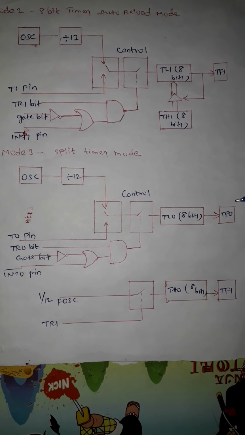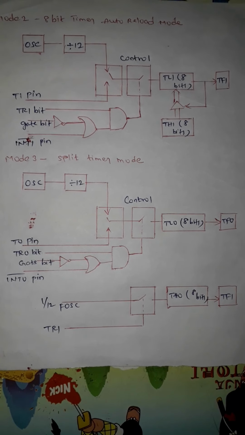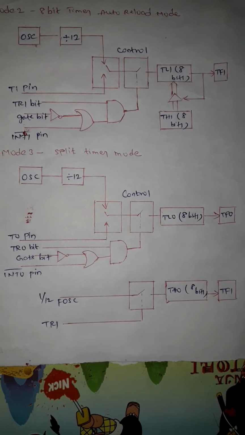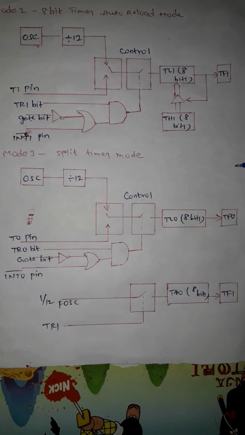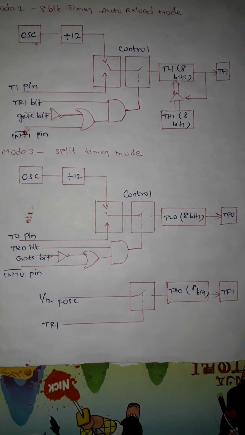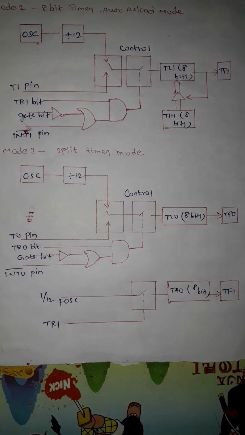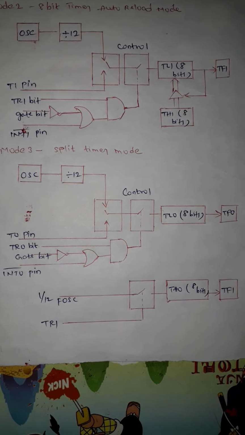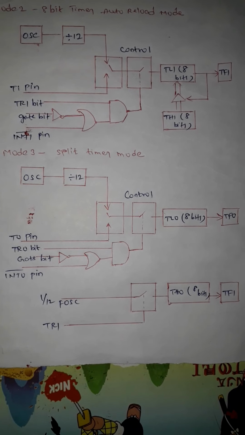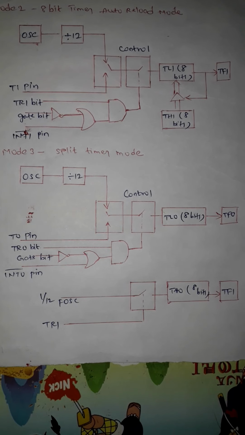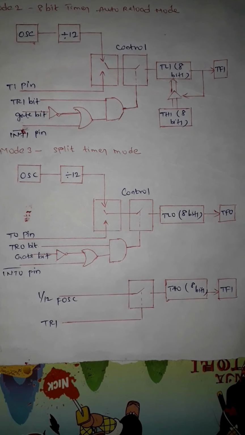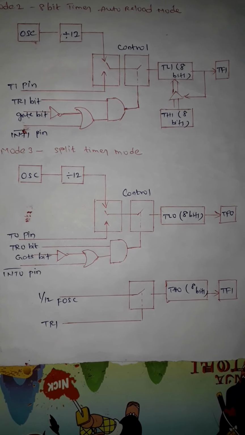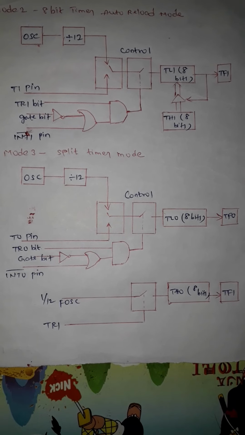So only timer 0 is used in split timer mode to act as two separate 8-bit timers to generate the interrupts on timer overflow. And timer 1, which is not used, can also be used for baud rate generation. So mode 3 is used in applications where you require the baud rate generation as well as the timer generations, that is, delay generation is required. Then you can use mode 3 for generating the delay.